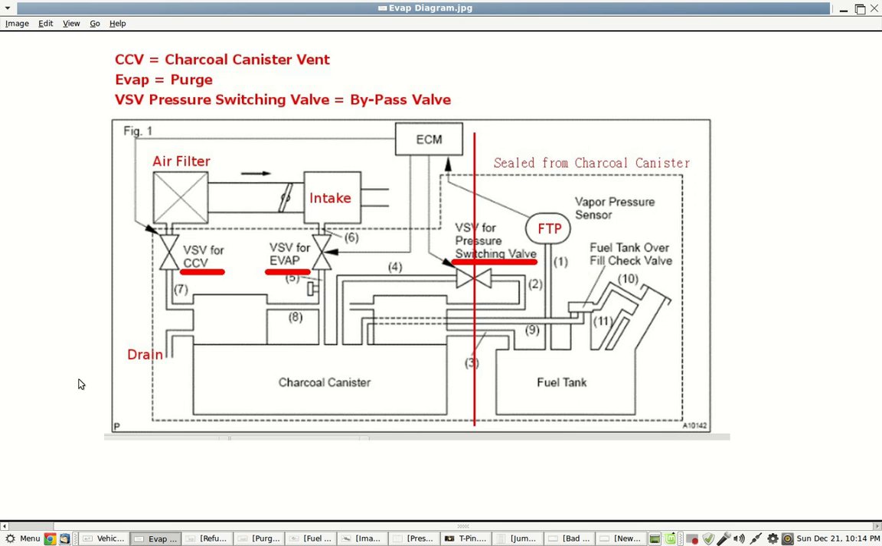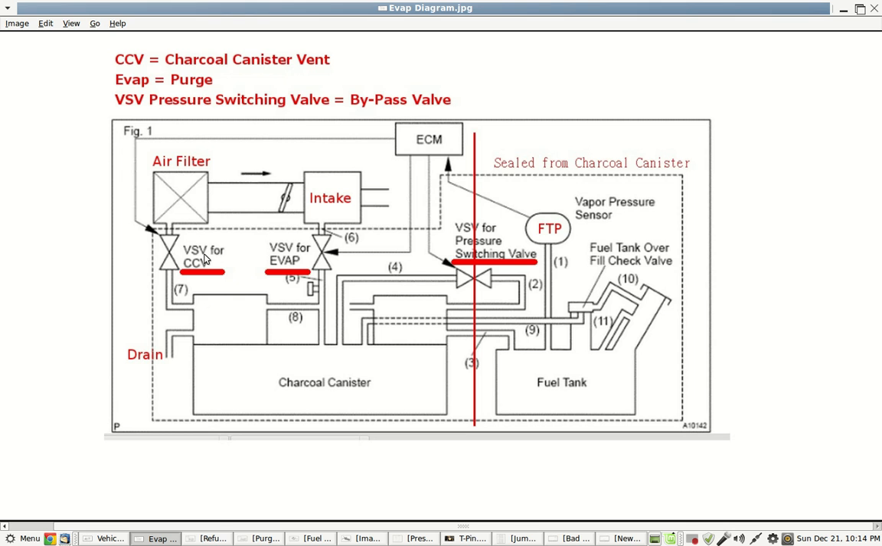Every year they make some changes to this, so this isn't absolute to your system, but it's a good idea of what they're doing to monitor the Evap system. So first, from the air filter, you're going to have the VSV for CCV. Now Toyota uses 3 solenoids to control its system, and then it monitors what's going on with the fuel tank pressure sensor, or sometimes they'll call it the vapor pressure sensor.